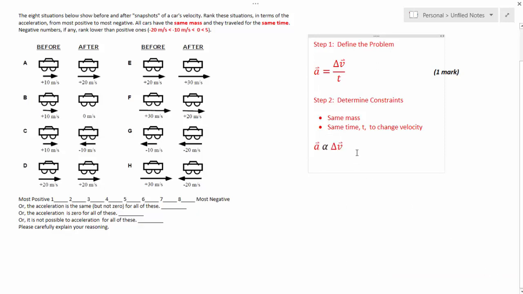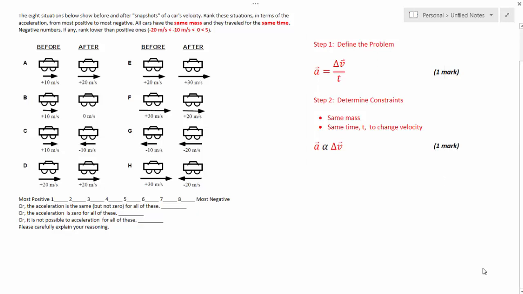So we've identified our simplified condition, which is acceleration is proportional to change in velocity. This little symbol right here means is proportional to or related to change in velocity. So in other words, it's not necessarily an equation, but we need to identify the biggest change in velocity because that will give us the biggest acceleration since all the times are the same. So this will also score us a point.